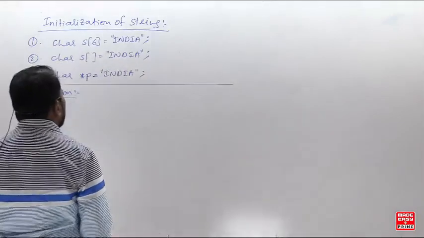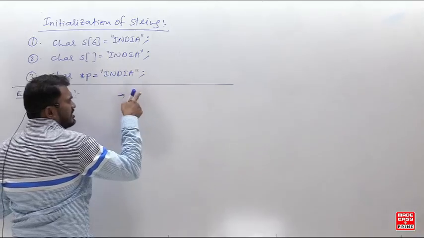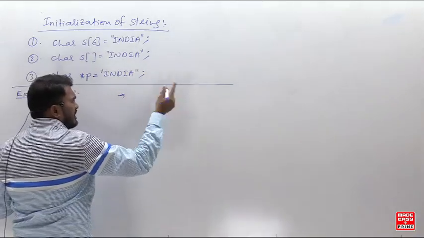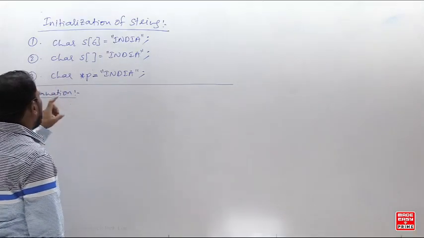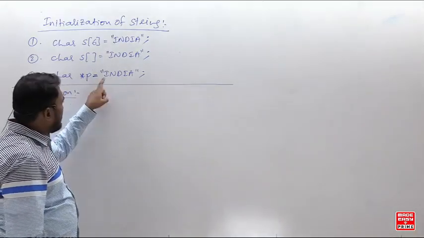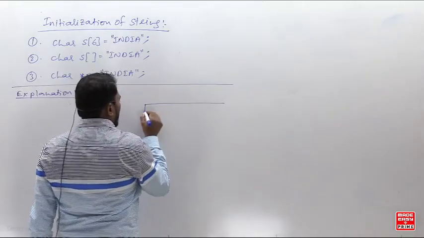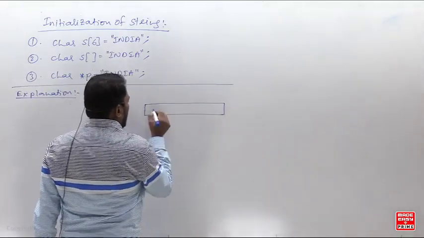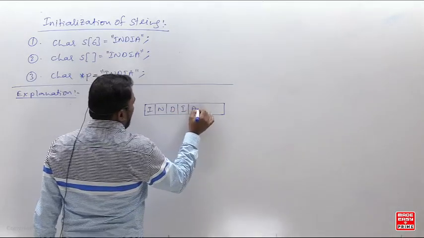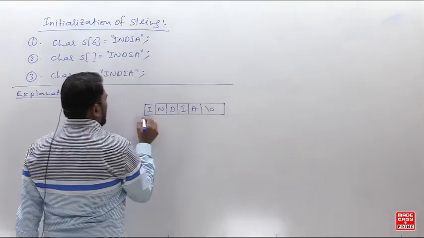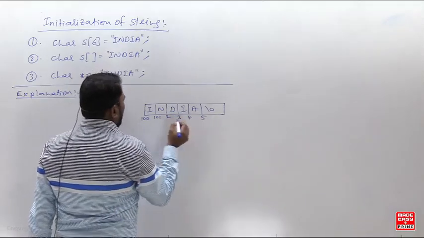Now what is the second point? What did we write as the first point? If the string is given in double quotes, base address is given. And the second point: what is the meaning of this declaration? We are requesting the compiler to allocate the memory for the string India, that is I, N, D, I, A and the null character. Let's say the base address is 100, 101, 102, 103, 105.